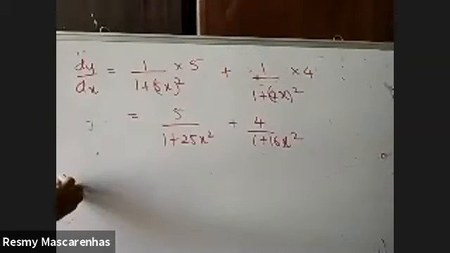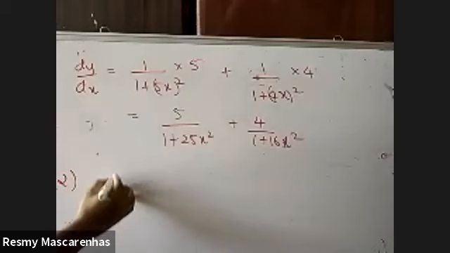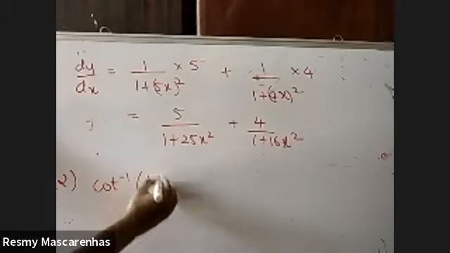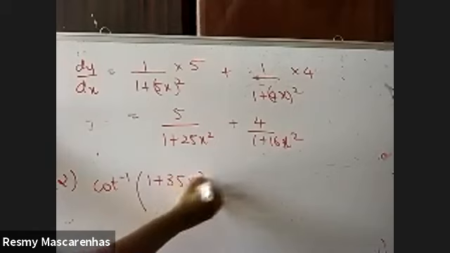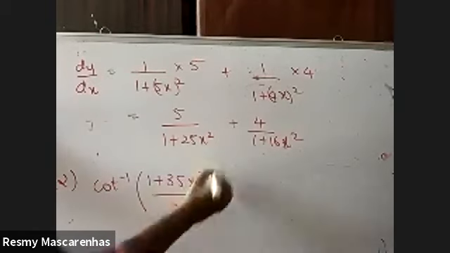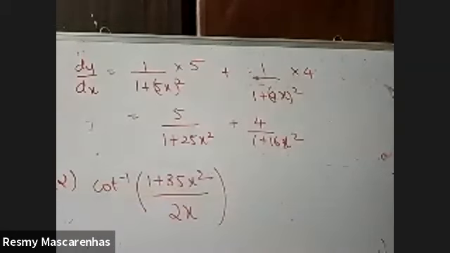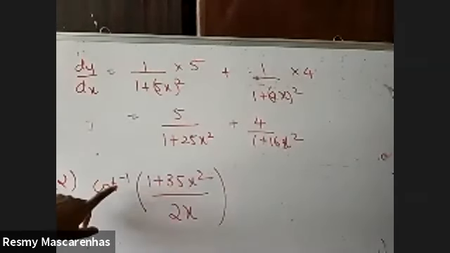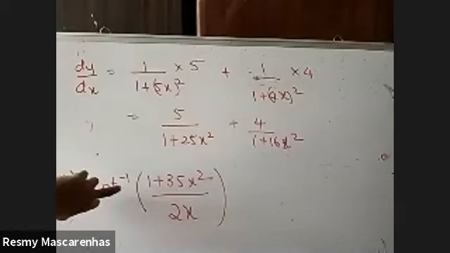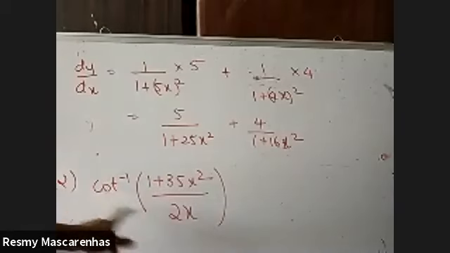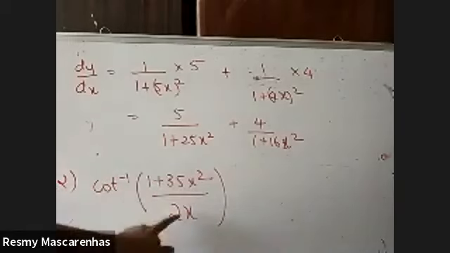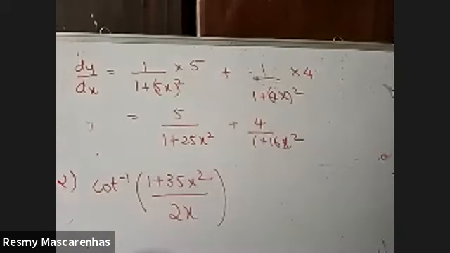Those who are finished can try this. Cot inverse of 35x square upon 2x. The hint over here is this is in terms of cot. So first make it ulta, tan inverse. So this will become ulta: 2 will go up and 1 plus 35x square will come down, and then split.